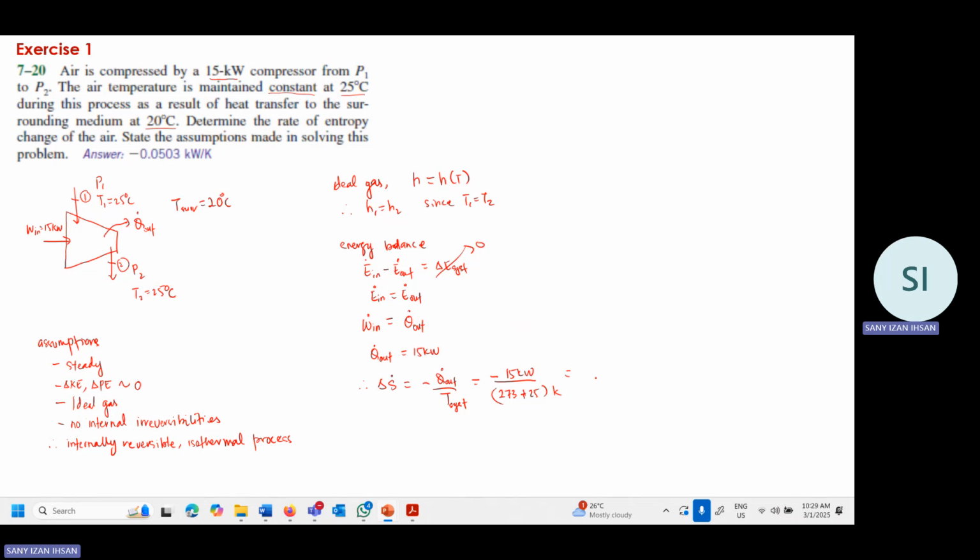So if you solve that, you'll get 0.0503 kilowatt per Kelvin. Okay, that would be the rate of entropy change in the air. That would answer this question. Now let's move to the next question.